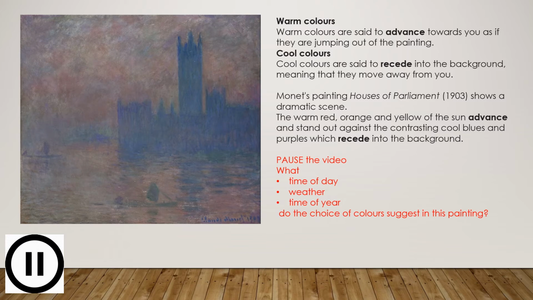Another fact about warm and cold colours: warm colours in a painting are said to advance towards you as if they are jumping out of the painting, whereas cold colours are said to recede into the background, meaning that they move away from you. In this painting here of the Houses of Parliament, warm and cold colours have been used in this way. The warm colours of the sun advance towards you and contrast against the cool blues which disappear into the background.